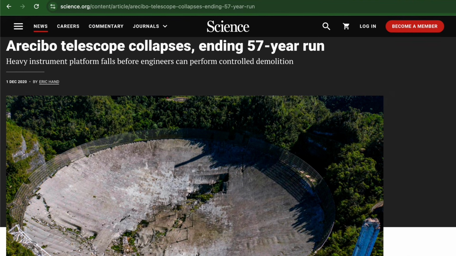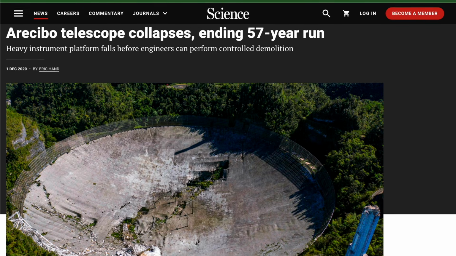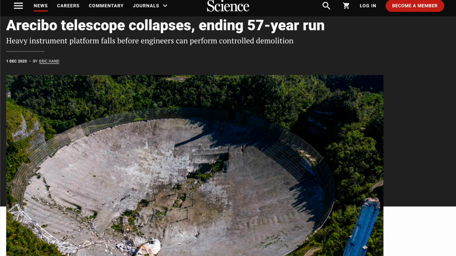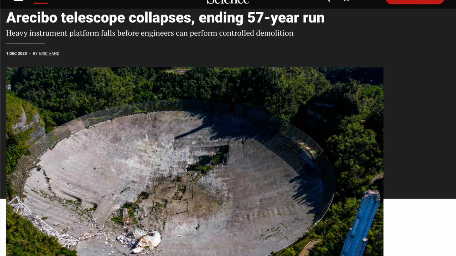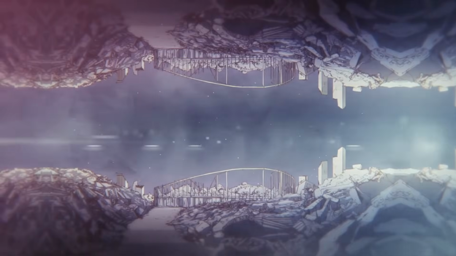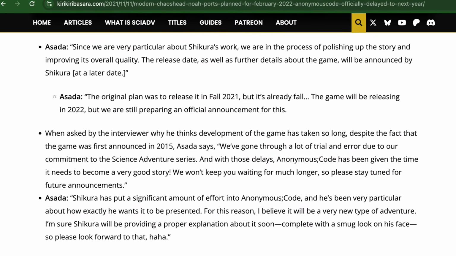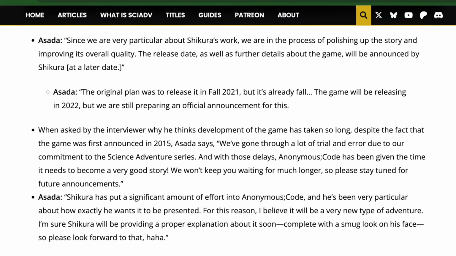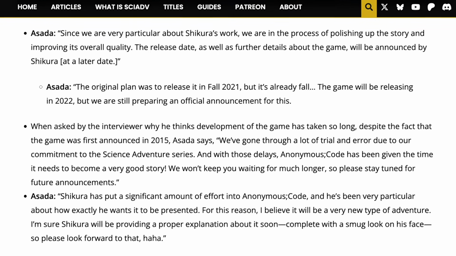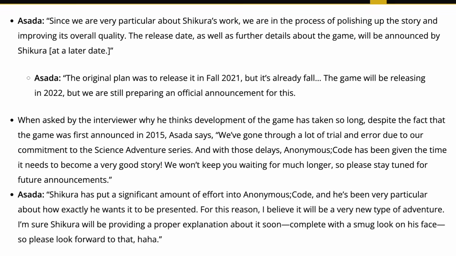However, in less than 2 months after this livestream, the Arecibo Observatory would completely collapse, forcing them to yet again make significant cuts and changes to the story to align with real-life events affecting the narrative they wanted to portray. Eventually, it was already fall of 2021, and Anonymous Code was still not yet out. In an interview with Makoto Asada toward the end of that year, Mages had formally delayed the game to 2022 to brush up its quality. It was hardly a surprise that the game had yet again been delayed.